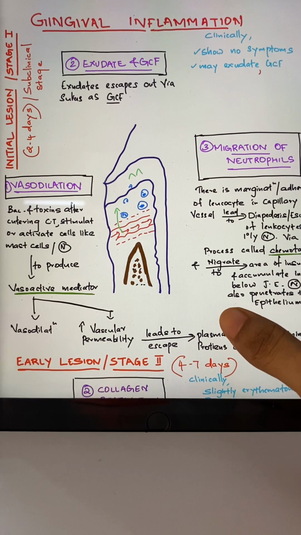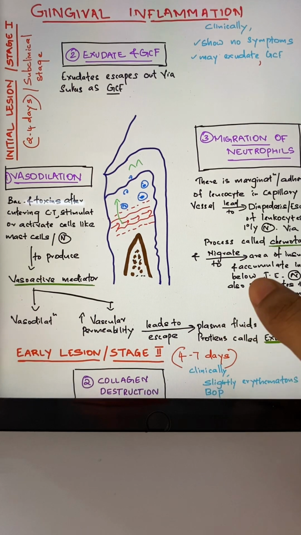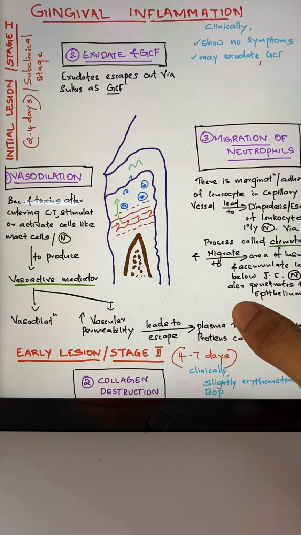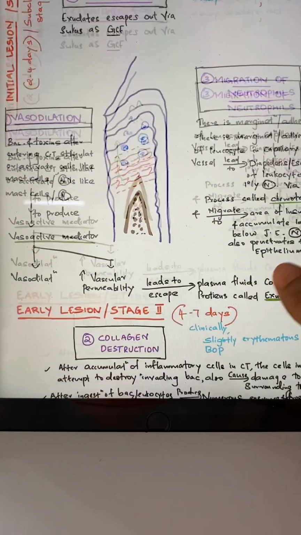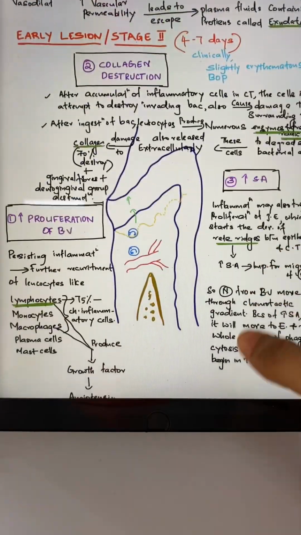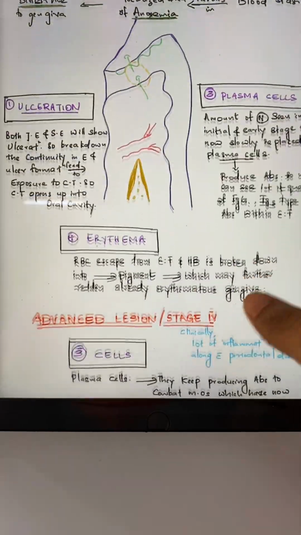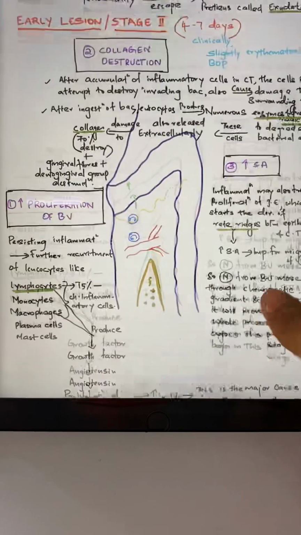Gingivitis could also be caused by systemic diseases, allergies, hormones, medications, viruses, and many other factors. This gingival inflammation is broadly classified into four stages. First is the initial lesion, then the early lesion, then the established lesion, and finally the advanced lesion.